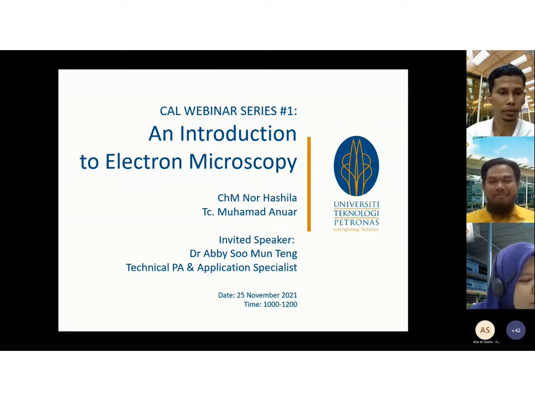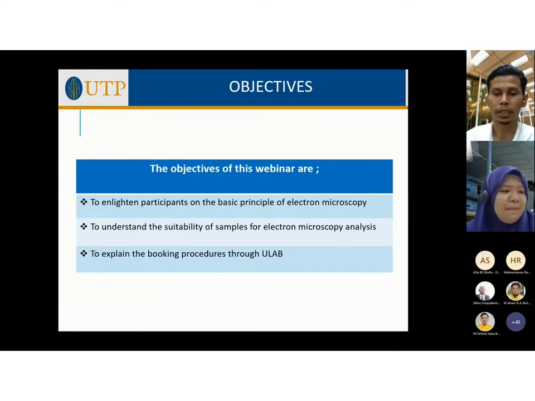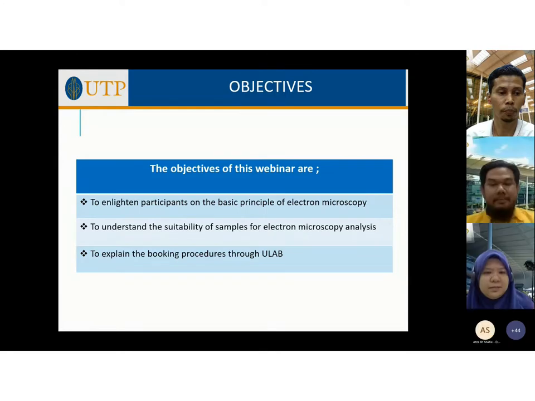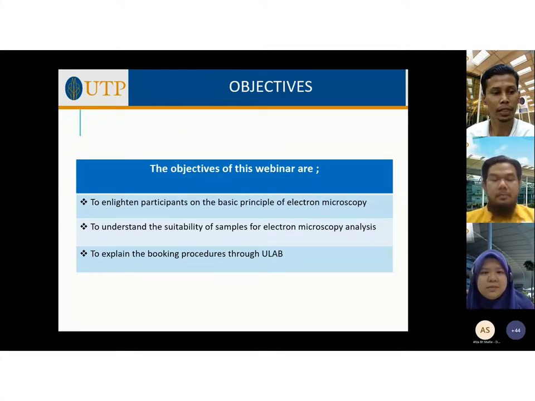There are three main objectives of this webinar. Firstly, to enlighten participants on basic principle of electron microscopy. Secondly, to understand the suitability of sample for electron microscopy analysis. And finally, to explain the booking procedure through ULAB system.